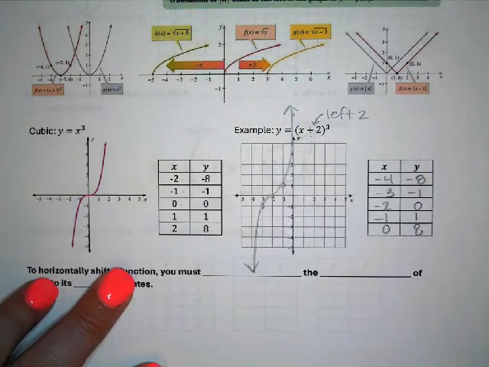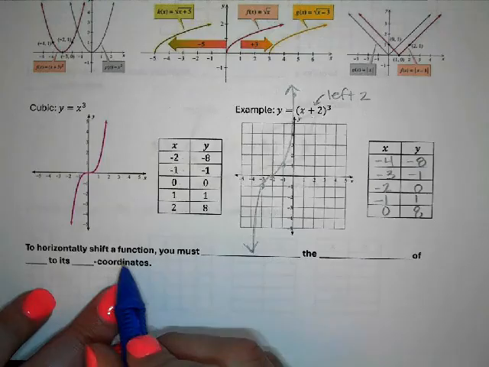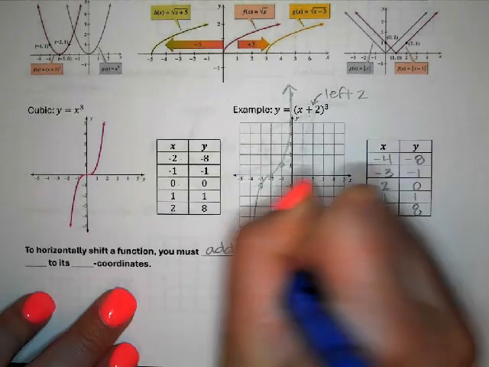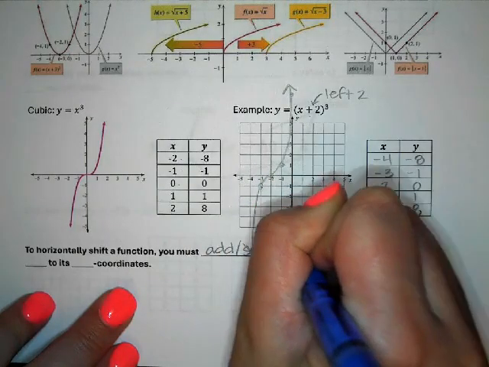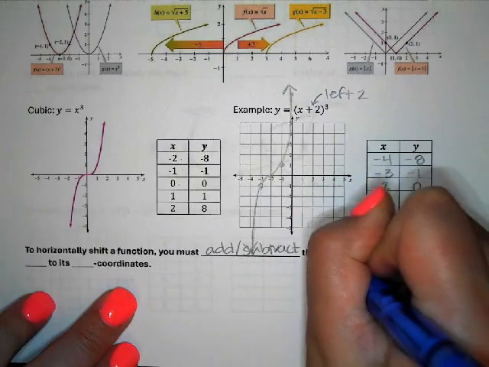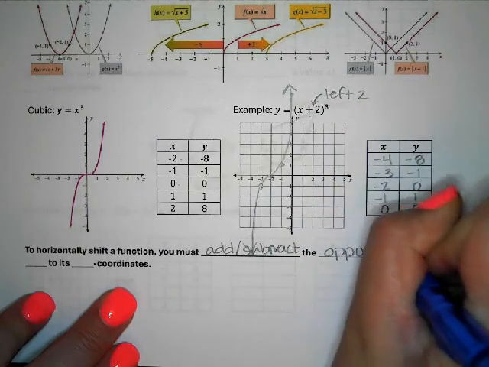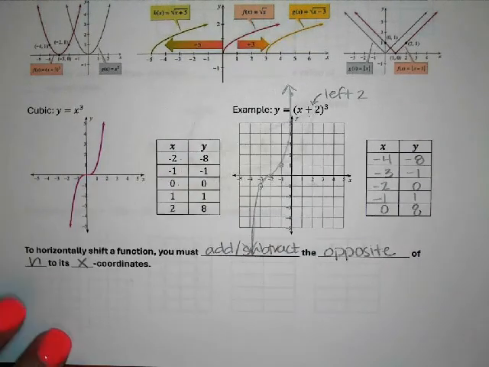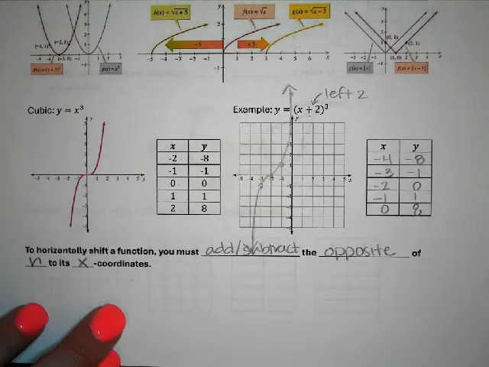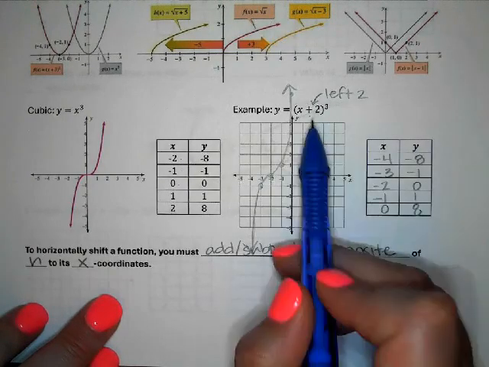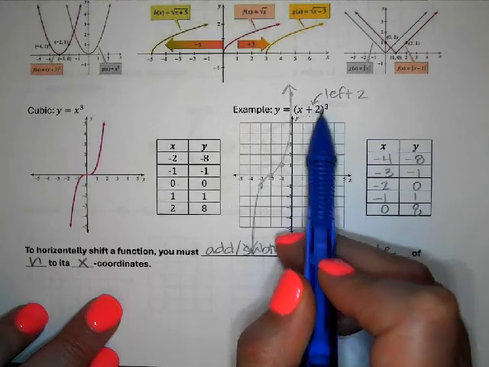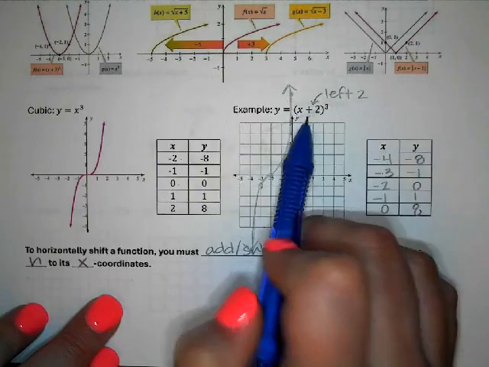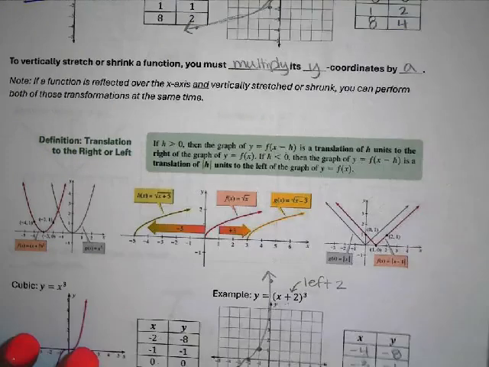Okay, to horizontally shift a function, you must add or subtract the opposite of h to its x-coordinates. I can see there was a +2 here, so I subtracted 2 from the x-coordinates. So I did the opposite of +2. Okay, let's look at the next one.